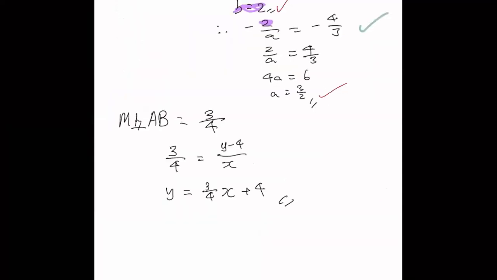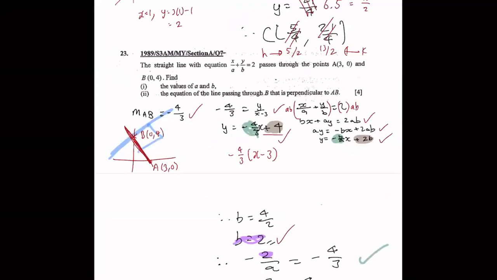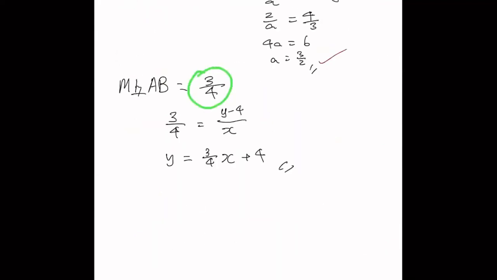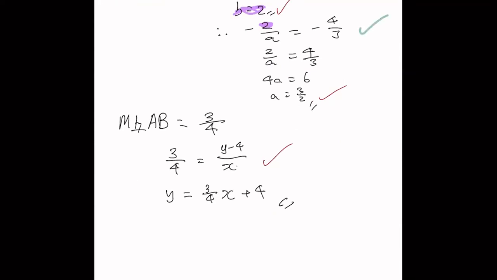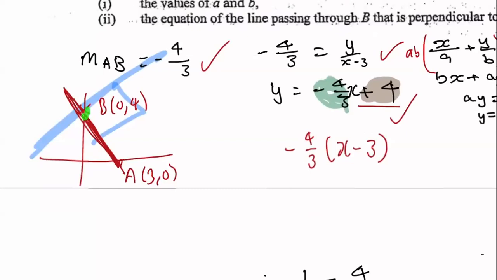Let me see what you did. Gradient 3/4. How did you get 3/4? You just flip it around and times -1, so that's how you get positive 3/4. Then you sub in y minus 4 over x minus 0, because it passes through 0, 4. Then you cross multiply and you get this. A simpler way is to just realize that this is the y-intercept, and you already have the y-intercept over here: 0, 4.